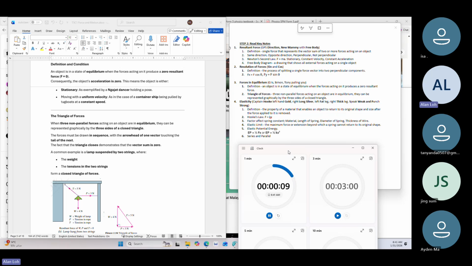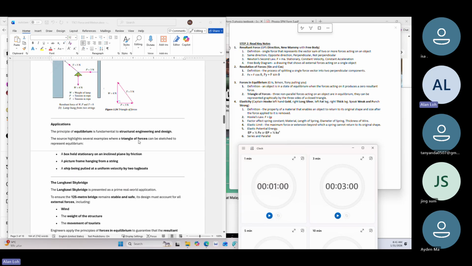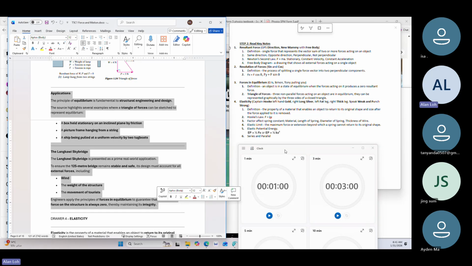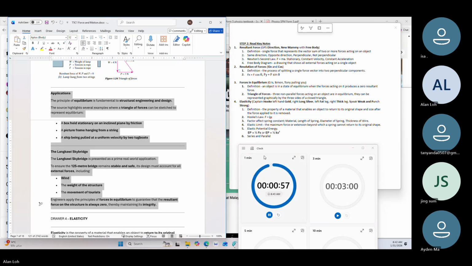Ten more seconds. Okay, that's it for drawer number 3 for this part. Let's complete this part for drawer number 3. Okay, let's start now. Same drill, same technique, same method.